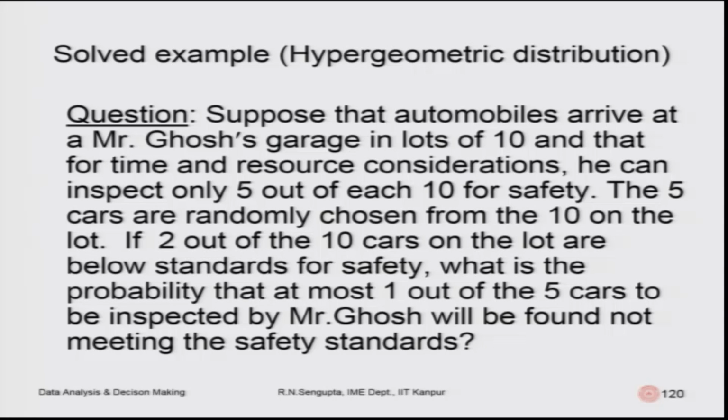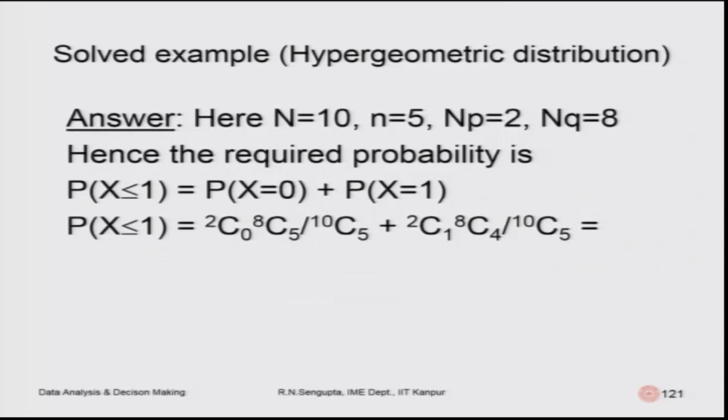So, let us consider an example. Suppose that automobiles arrive at Mr. Ghosh's garage in lots of 10, and that for time and resource consideration he can inspect only 5 out of 10 of these for safety. The 5 cars are randomly chosen from the 10 on the lot. If 2 out of the 10 cars on the lot are below standard for safety, what is the probability that at most 1 out of the 5 cars to be inspected by Mr. Ghosh will be found not meeting the safety standards?